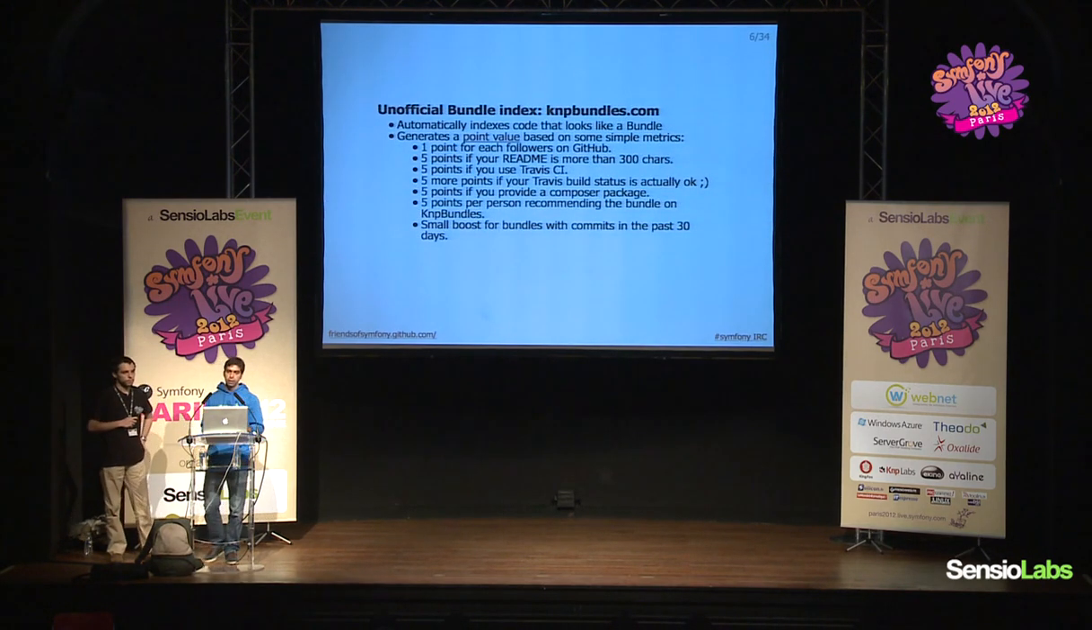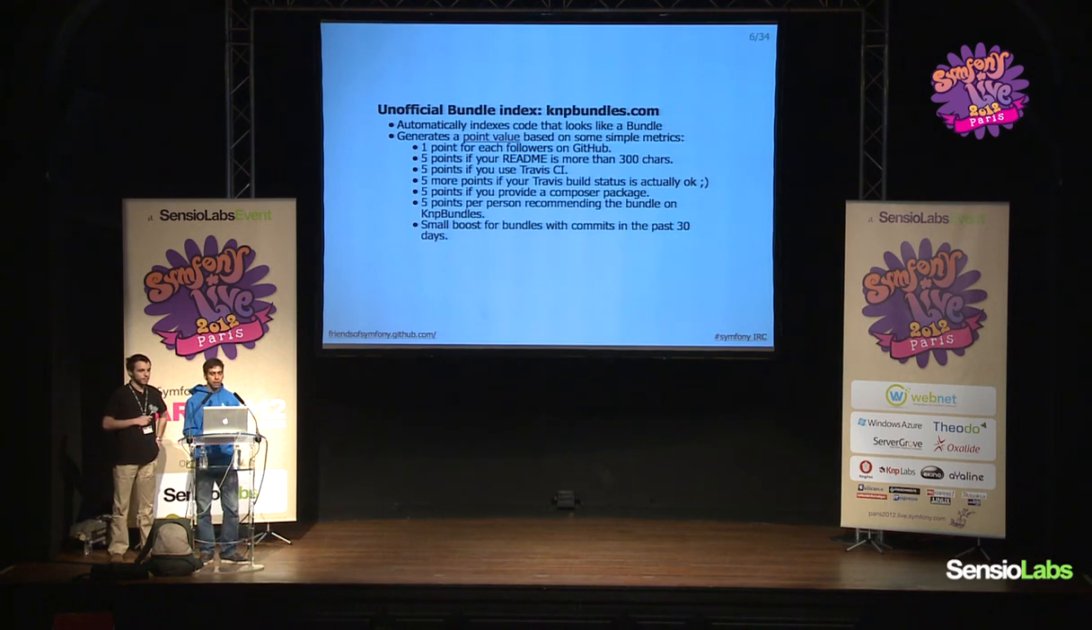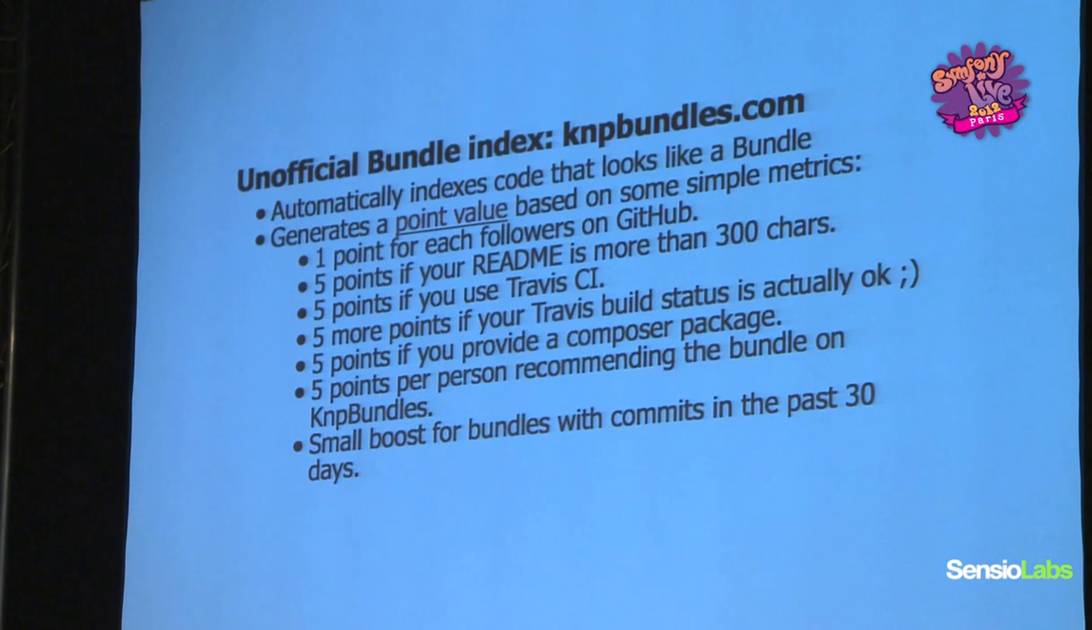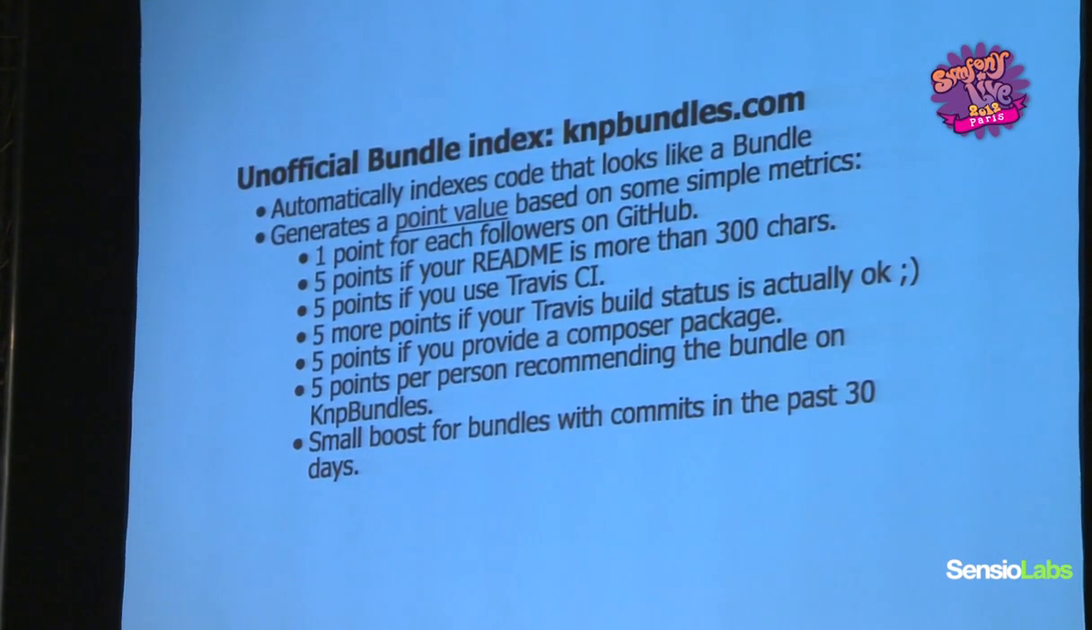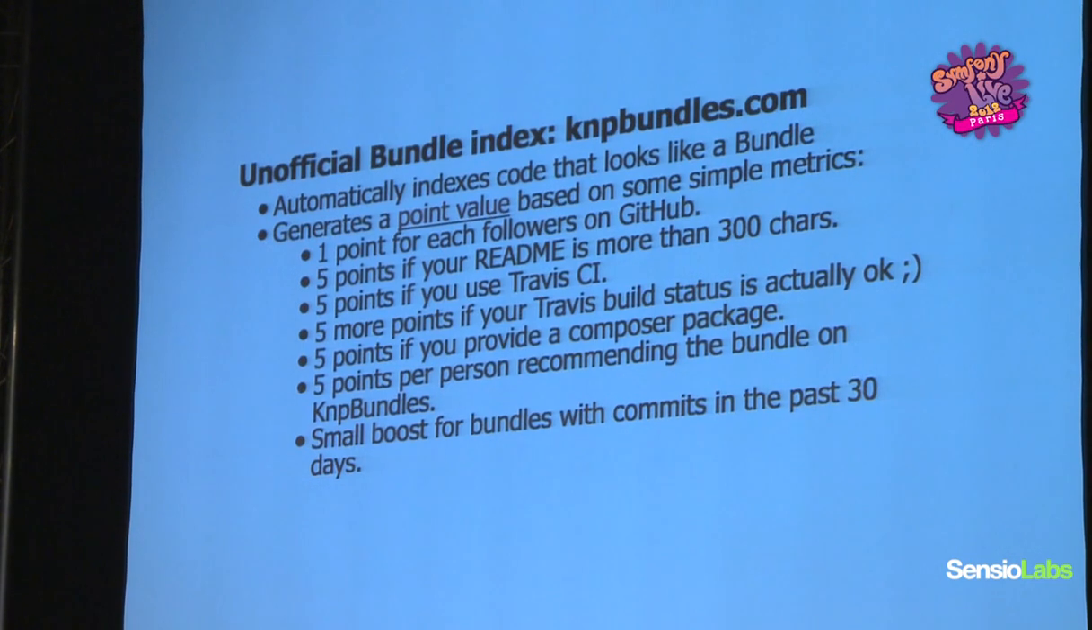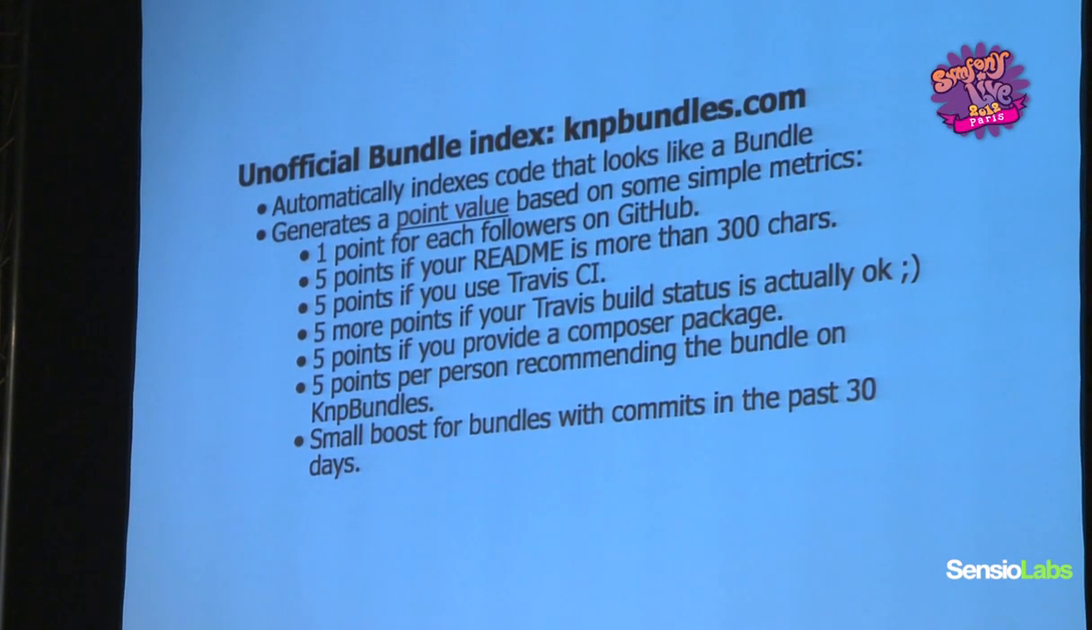Now, whenever you want to create a new bundle or you need some feature, the first thing you should do is check knpbundles.com. It's the unofficial official index of bundles. Basically, this website goes out and searches the web to find something that looks like a bundle and then automatically adds it to the index. What's neat about this, and compares favorably to the plugin library we had for Symfony 1, is that it actually tries to apply some metrics to determine the point value for the different bundles.